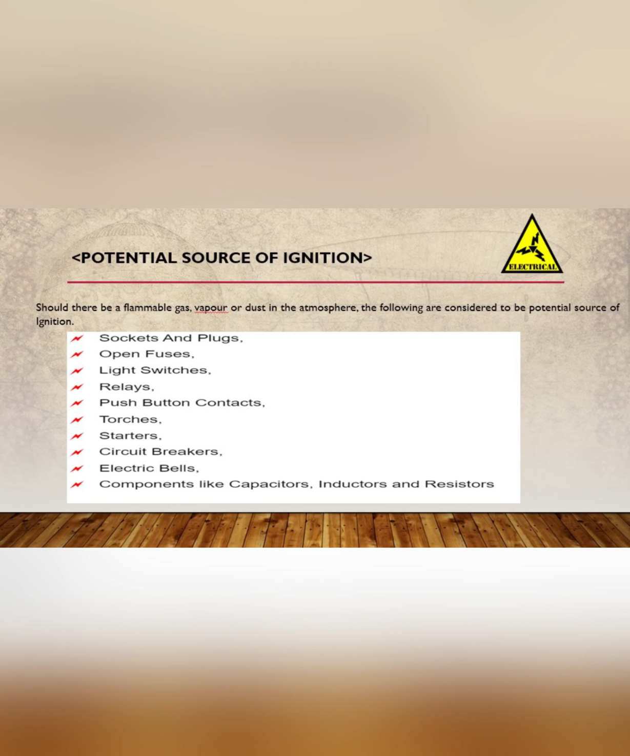This is potential source of ignition. Should there be a flammable gas, vapor or dust in atmosphere, the following are considered to be potential sources of ignition: sockets and plugs, open fuses, light switches, relays, push button contacts, torches, starters, circuit breakers, electric belts, components like capacitors, inductors and resistors.